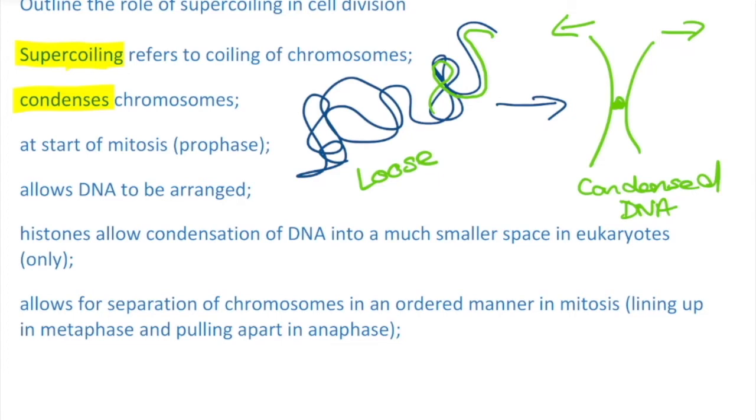So at the start of mitosis, it allows the DNA to be arranged. And it's the histones which are allowing for condensation of DNA into a much smaller space and to organise it. And this is going to allow us to separate chromosomes in an ordered manner in mitosis.